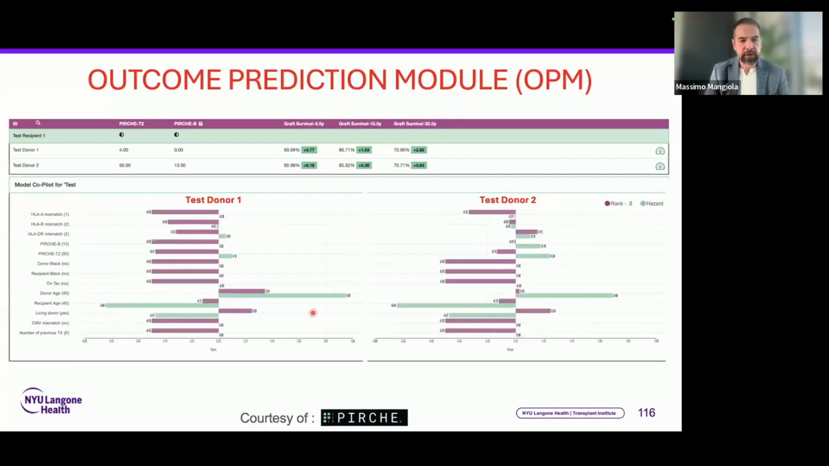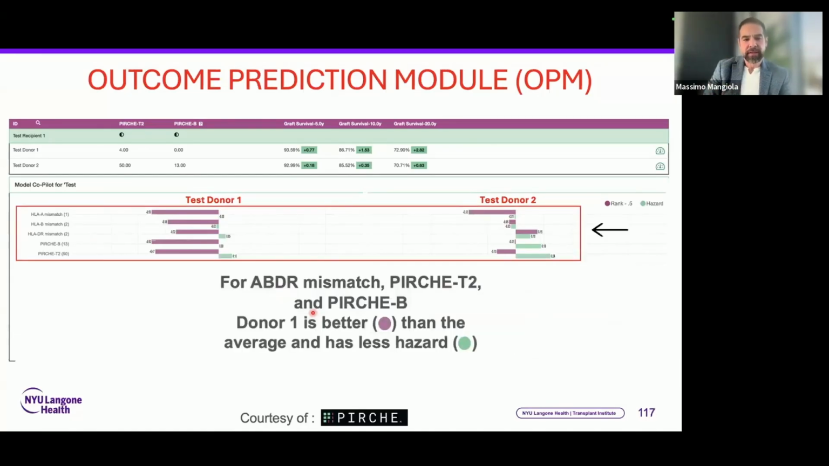But it's going to give you also this beautiful graph where you can compare the two donors side by side. And for example, for this particular donor one and donor two, you can immediately see that test donor one is better.